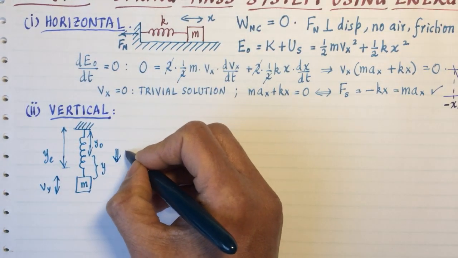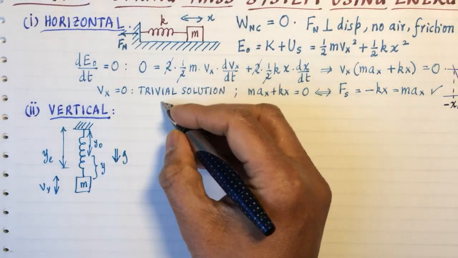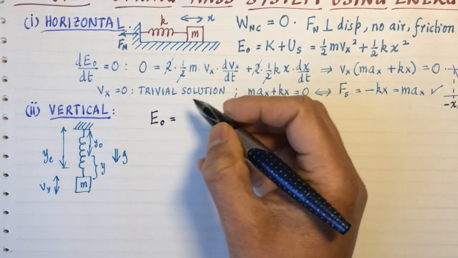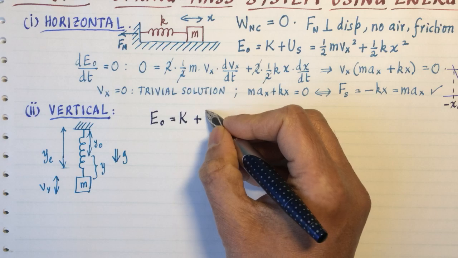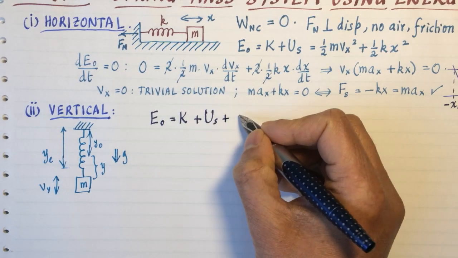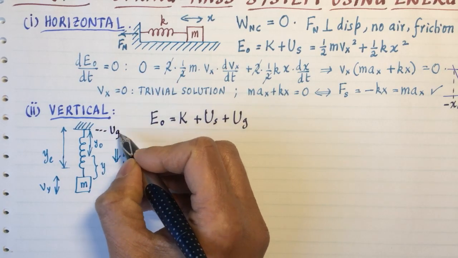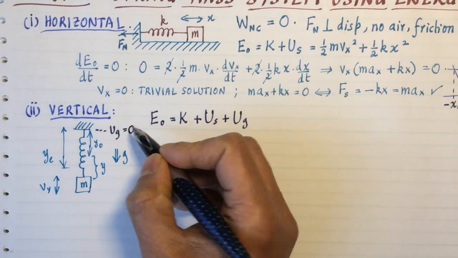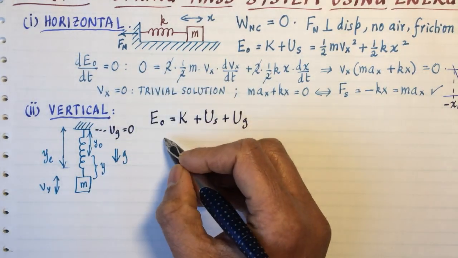Gravity is acting downward. Let us write the energy for this system, just as we did for the previous one. So in this case, the total energy E naught will be the sum of the kinetic plus the spring potential plus the gravity U_G. Now I'm going to measure gravity from here. So the gravity for the support is 0, so everything below is going to be negative. So let's write down what this is.